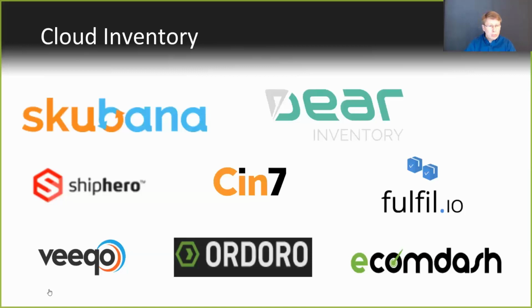So if we talk about Skubana, Skubana is really fast, has a great interface. They have their order bots, and they're really focused on that multi-channel fulfillment. If you're using FBA and multiple 3PLs, third-party logistics warehouses, and others, it's really great. And they're really focused on analytics and doing a great job.